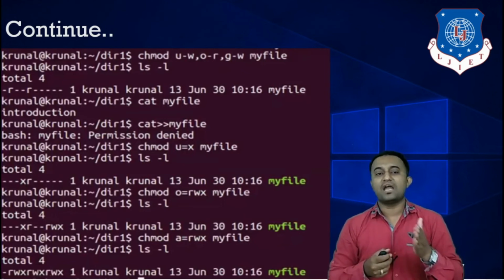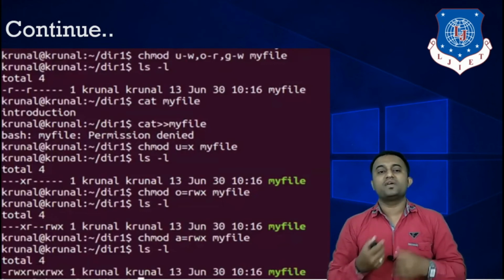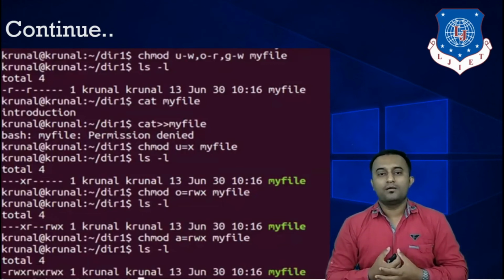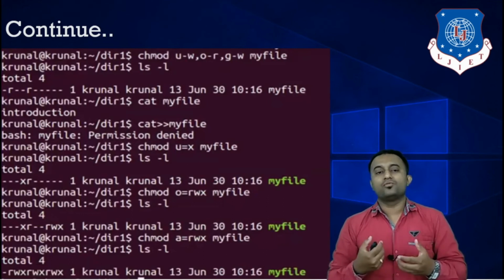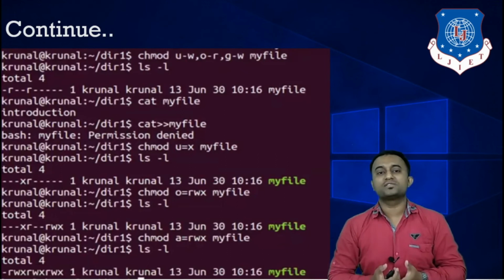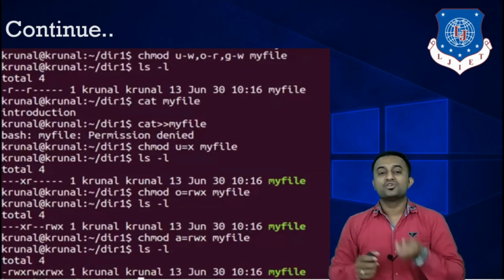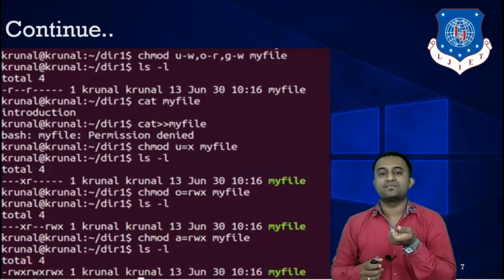So you can see rwx is there in the others group. Okay, same way, if I want to give all the permissions to all the types of users that I have, meaning I need to give read, write and execute permission to all types of users, there is one shortcut we have in symbolic mode.